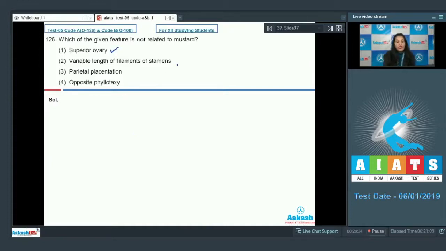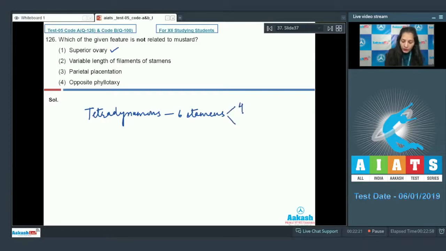Yes. Mustard shows a tetradynamous condition of stamens, in which a total of 6 stamens are present, out of which 4 are long and 2 are short. The 4 are present on the inner side and the 2 on the outer side. So there is variable length of filaments of stamens. Yes, 2 have shorter filaments and 4 have longer filaments. So this is also true.